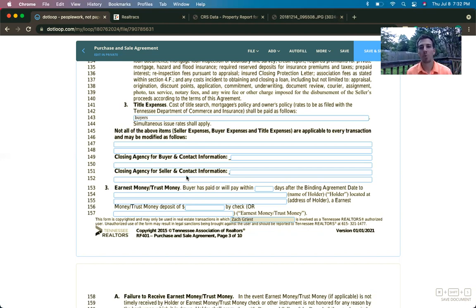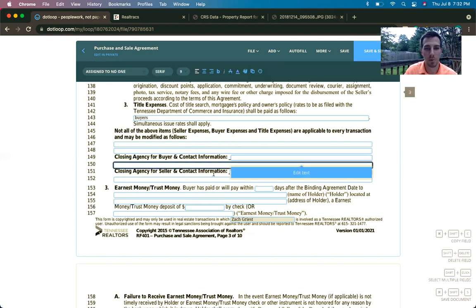However, I would advise that it would be best to have your own title company for your client. That way they have their best interest. Sometimes when you get with the other party's title company, they've worked with them a while, they're biased towards that other party. So you definitely want somebody that represents your best interests. So you put that here.